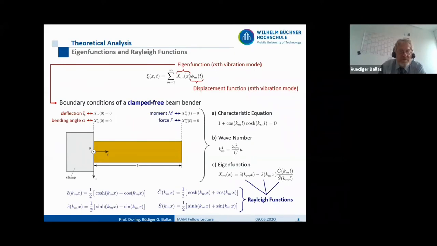You have the subtraction of a cosine hyperbolic and a cosine function. Also, you have an addition, then a subtraction again, and an addition, and you gain different values that you can use for writing the complete solutions in a very compact way. It's very important to say that each derivative of each Rayleigh function results in a new Rayleigh function, just like a sine differentiated by x is resulting in a cosine x function.